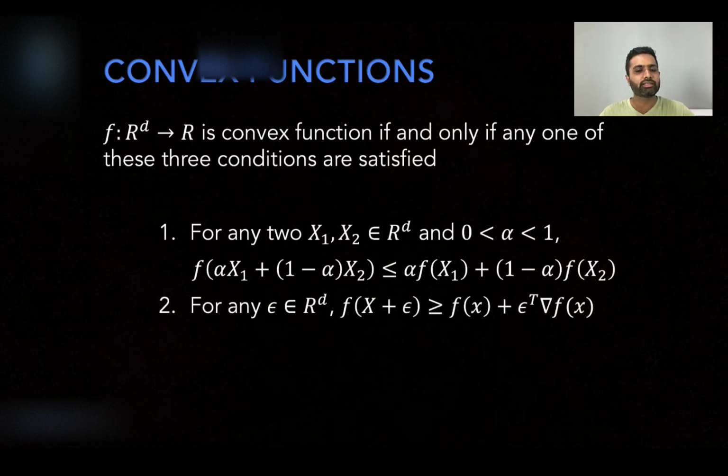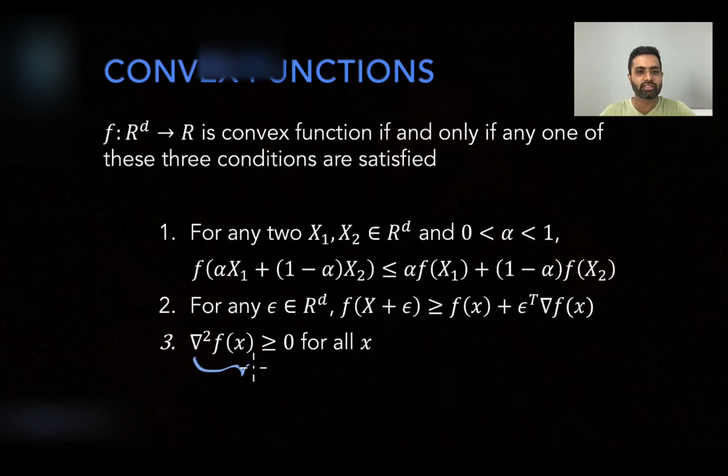Similarly, you take a tangent at any particular point and you take a certain deviation epsilon, then the value on that tangent will always be lower than the function value at the new point x plus epsilon. And the third property: in the single variable case, we have seen that the double differentiation of a function is always greater than or equal to 0 at any point x. Now in the multi-variable case where input is in R^d, the analogous condition is the Hessian. This is called the Hessian of a function f. We'll see it later also.